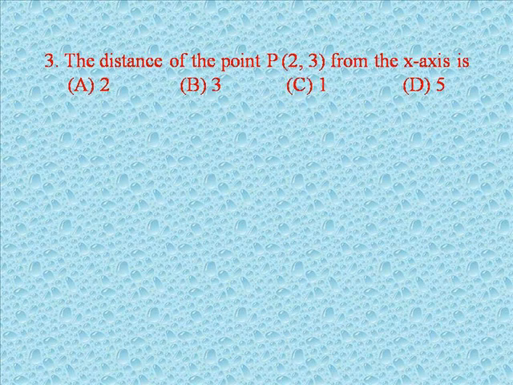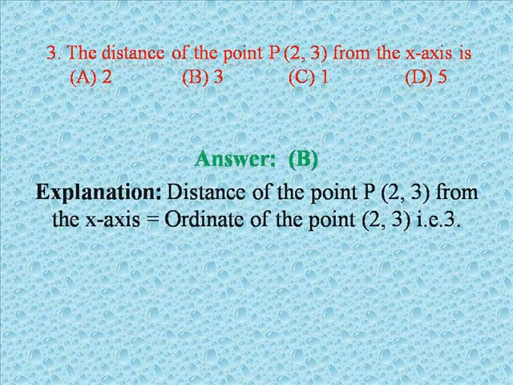Question number 3. The distance of the point P(2, 3) from the x-axis is. You have four options: A 2, B 3, C 1 and D 5. Let me show you the answer. Answer is option B, that is 3.